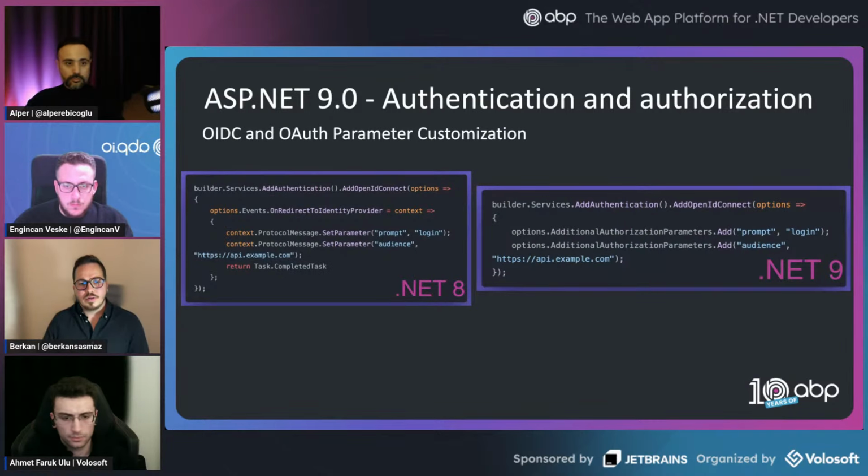Next up, the OAuth and OpenID Connect authentication handlers now have an additional AdditionalAuthorizationParameters option to make it easier to customize authorization message parameters that are usually included as part of the redirect query string. In .NET 8 and earlier, this requires a custom OnRedirectToIdentityProvider callback, or overriding the BuildChallengeUrl method in a custom handler. Here is an example of .NET 8 code, and now it can be simplified as in the right picture.